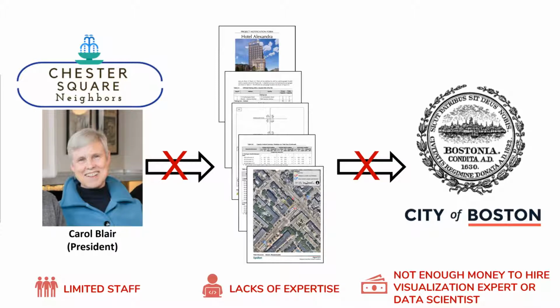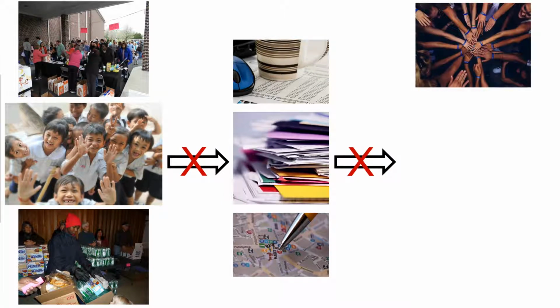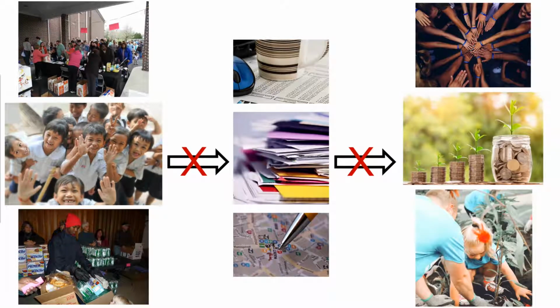This scenario is not unique to the Chester Square Neighborhood Association. Most nonprofit and community organizations such as neighborhood associations, schools, and food banks lack these resources. They commonly have essential operational data in the forms of spreadsheets, text documents, and maps for which important data analysis needs to be conducted, which they cannot afford. This lack of data visualization expertise can negatively affect their goals, such as increasing and broadening participation, communicating their effort to funders, and increasing their community impact.